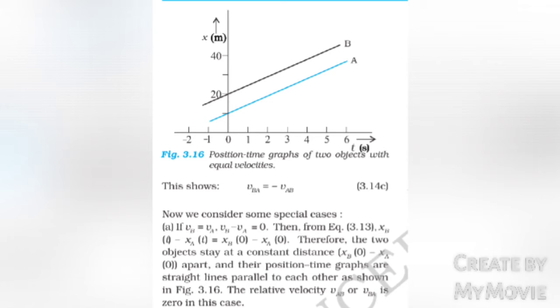A. If VB equals VA, VB minus VA equals 0, then in equation 3.13, xB(t) minus xA(t) equals xB(0) minus xA(0). Therefore, the two objects stay at constant distance xB(0) minus xA(0) apart, and their position time graphs are straight lines parallel to each other as shown in figure 3.16. The relative velocity VAB or VBA is 0 in this case.